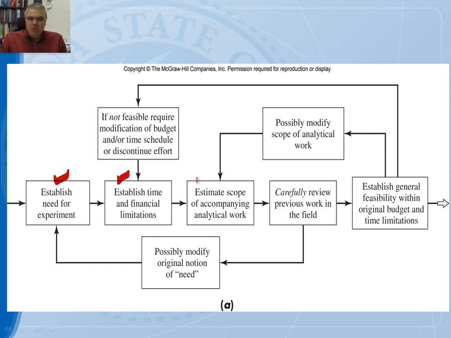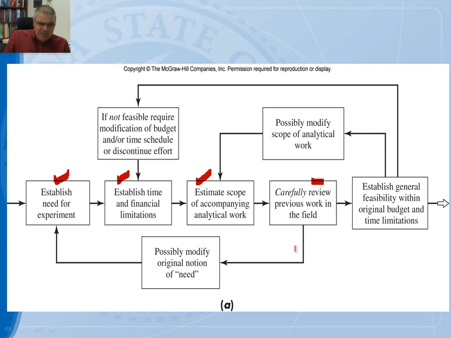So there goes the review of the literature after we estimate the scope of accompanying analytical work. This means we need to go back here and review the literature. You've probably heard of that, the literature review. That's where it comes into the picture.